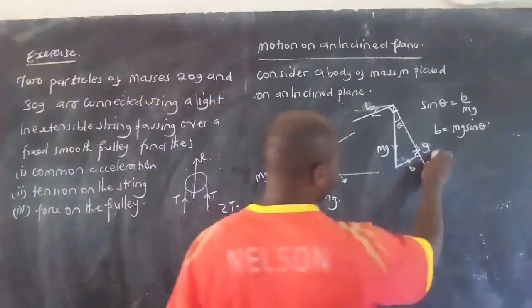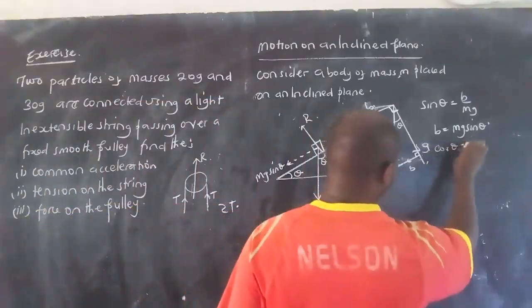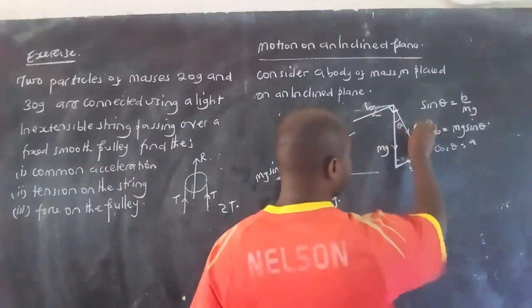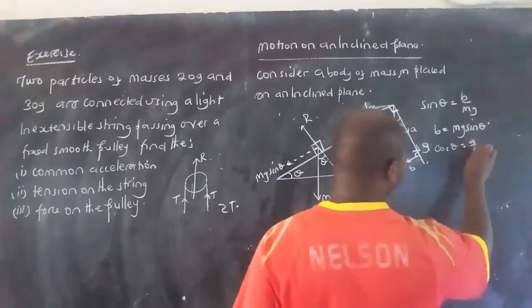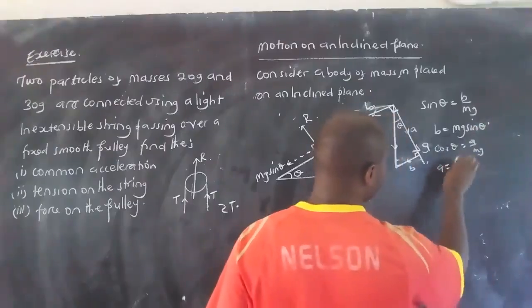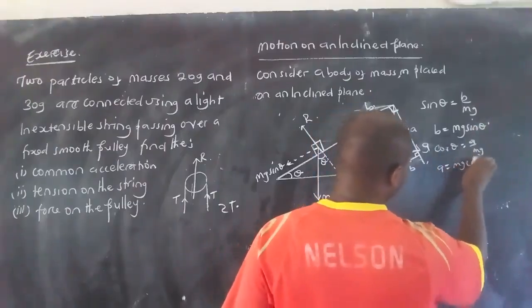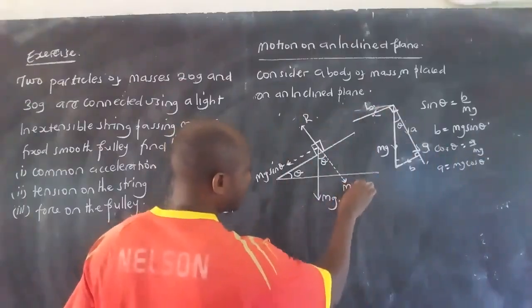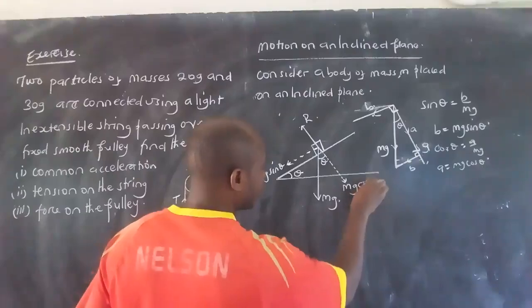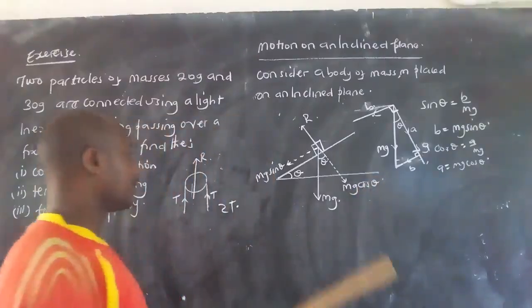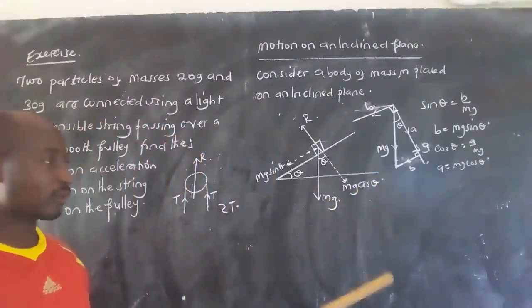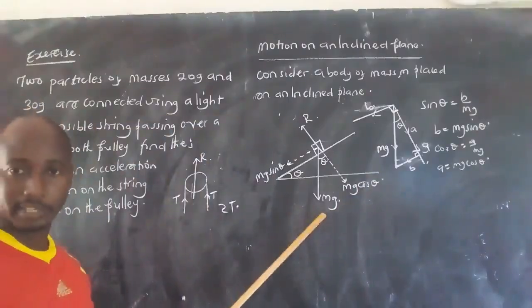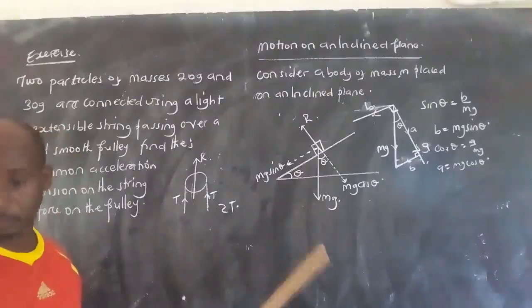Then what about cos? Cos of theta will be equal to adjacent, which is A, divided by hypotenuse, which is mg. So our A will become mg cos of theta. Where is our A here? Our A is this one. So this will be mg cos of theta, where mg sin theta and mg cos theta are the resolved components of the weight of the body.